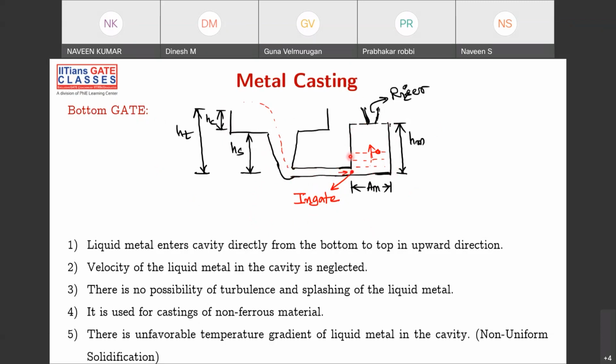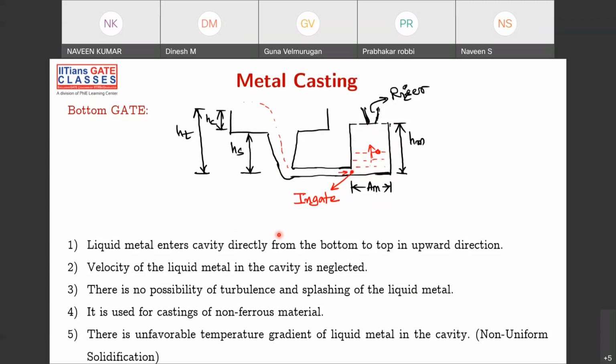So this is your mold cavity now. AM is the area of cross section of your mold cavity, and HM is the height of your mold cavity. And this is your riser. Now the ingate is this, it's not this. Why? We have already discussed the definition: it is the entry point of liquid metal into the mold cavity. From here it will keep entering and go from bottom to top. The time of filling will be from bottom to top.